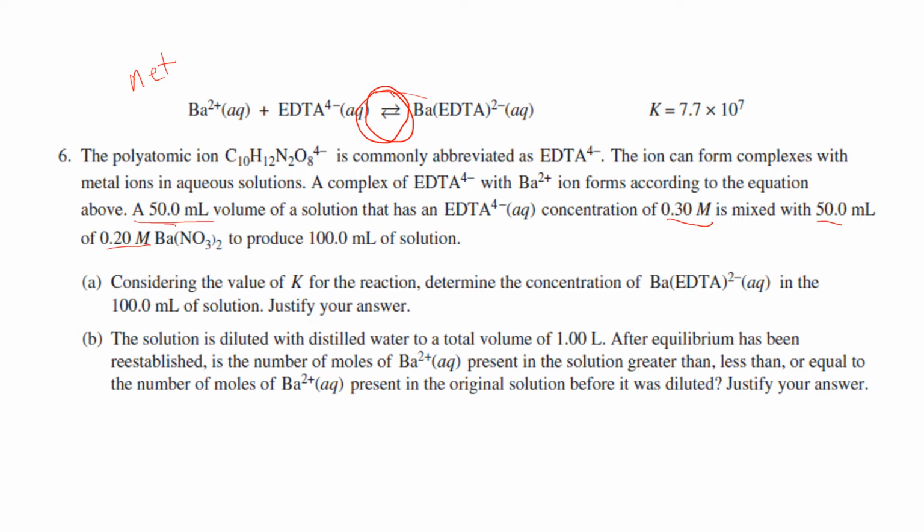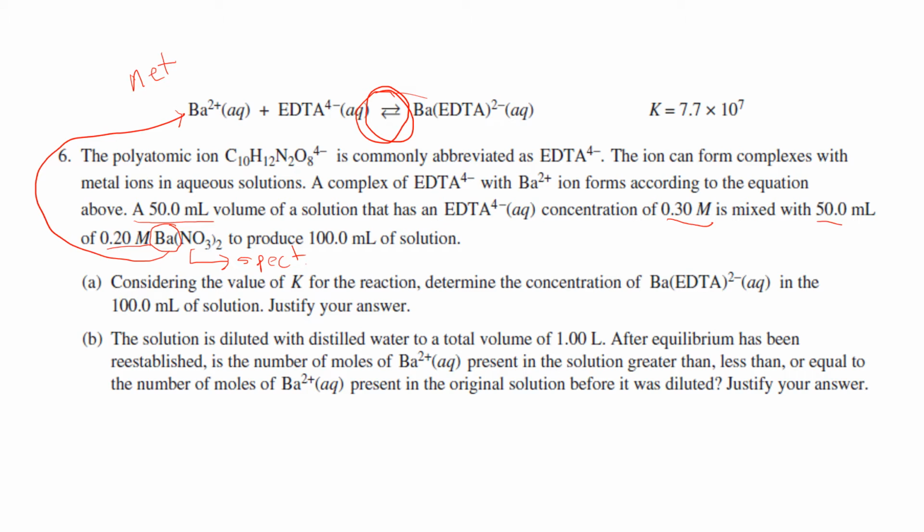So all of the barium for that reaction is going to come from barium nitrate. That is your spectator ion, so it is not involved in the chemical reaction at all. It's going to start in solution, stay in solution. It's not going to form any complex ions.